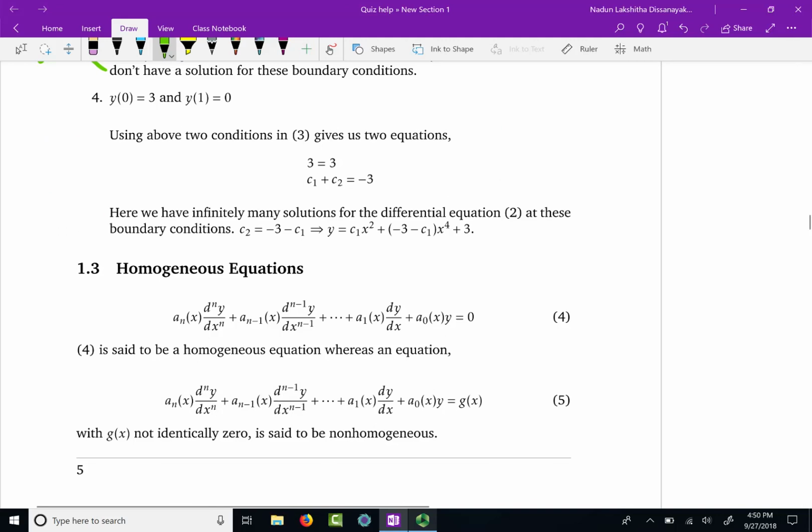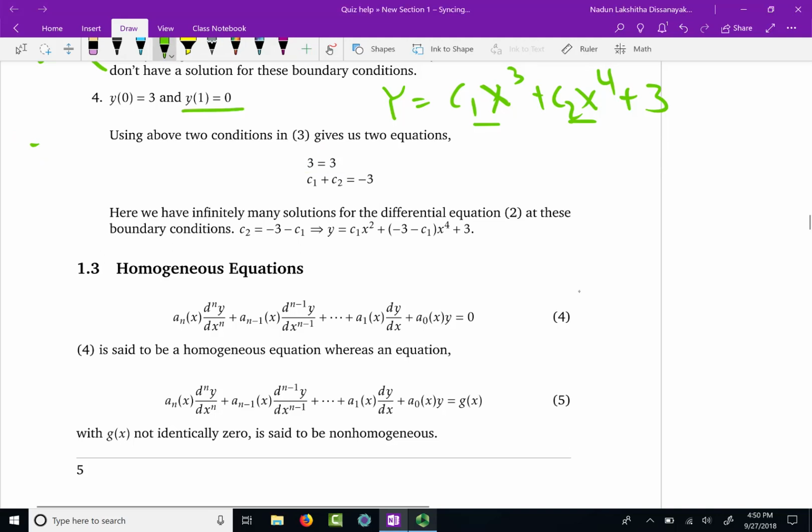Now let's look at the fourth example. So we have y equals c1 x cubed plus c2 x to the 4 plus 3. Now let's use the condition. y(0) is 3. So when x is equal to 0, y is 3, and this is 0, this is 0. So 3 is equal to 3. Well, that's true, right? Good. So nothing helpful from that equation.